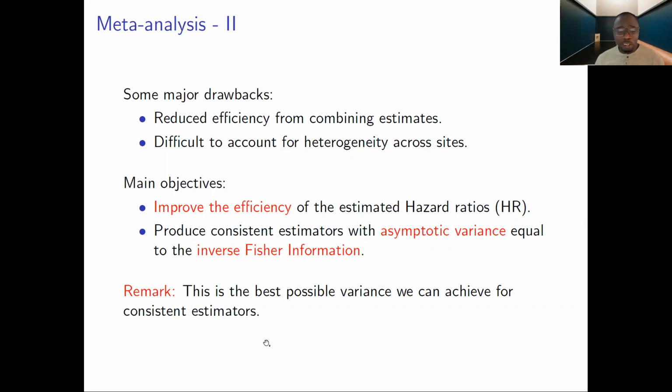So despite all of these nice properties that we get from meta-analysis, it has some major drawbacks. For example, we get reduced efficiency because we're combining aggregate level values, right? If you have heterogeneity within the population and you are estimating the effects from each of the sites, it is also difficult to account for this. It is much easier if we could have access to individual level data. So the main objective of this study is to improve the efficiency of the meta-analysis estimators and to also be able to produce consistent estimators with the best possible variance.